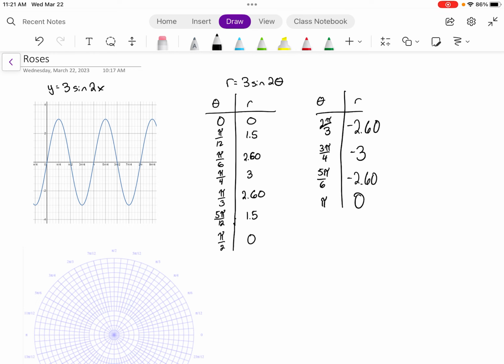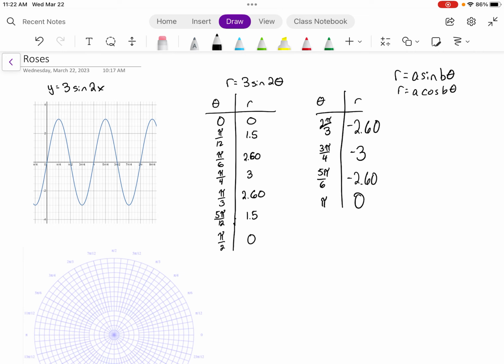Unfortunately for you guys, I want to talk about roses today, and roses are going to be functions of the form you see on your sheet there, either r equals a sine b theta or r equals a cosine b theta, with sort of no restrictions on a and b, right? Let's just say they're always going to be integers, but a could be negative or positive. Yeah, so let's dive into it.